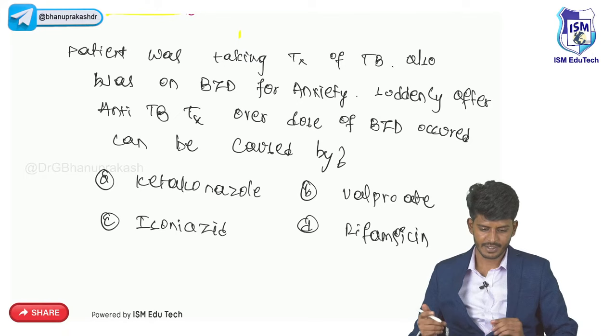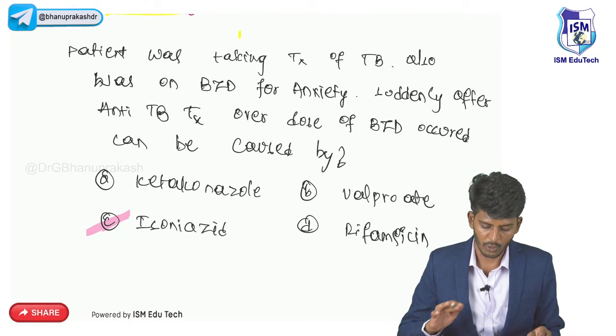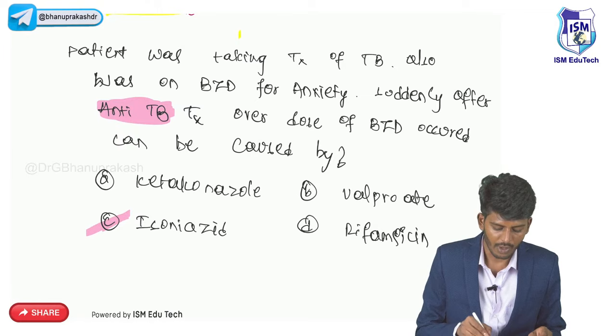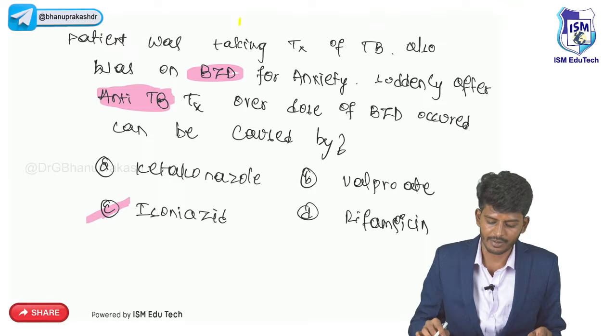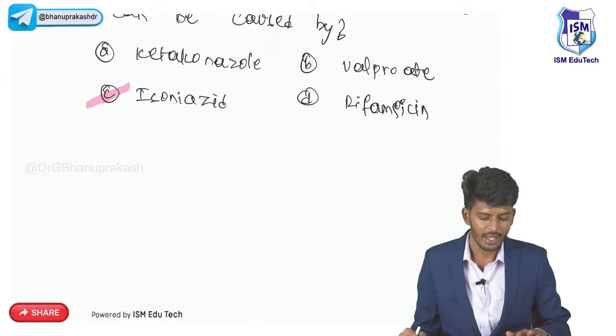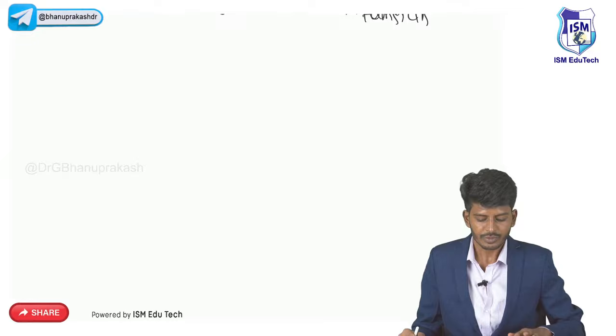The answer is C, because you people might answer ketoconazole, but don't answer ketoconazole. Here we are already clearly told the patient was on an anti-TB drug and was also taking benzodiazepine for anxiety. Now isoniazid is given, and suddenly overdose might occur due to its enzyme inhibitory action. This can be an MCQ which can be asked again. So be very careful. Now we understood about the inducers and the inhibitors.